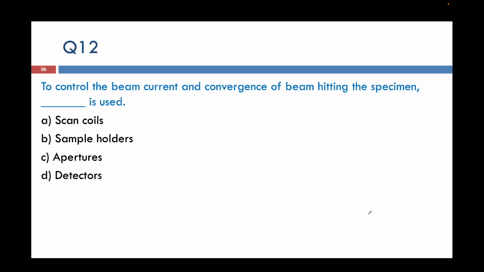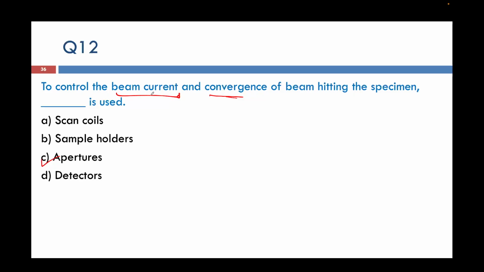And I think this is the last question. To control the beam current and convergence of the beam hitting the specimen, dash is used. Fill in the blanks: scan coil, sample holders, aperture, detector. Scan coils do not control the beam current, meaning how much beam will pass. The answer is apertures, yes. Apertures control not only the convergence but also the beam current, how much beam will pass through.